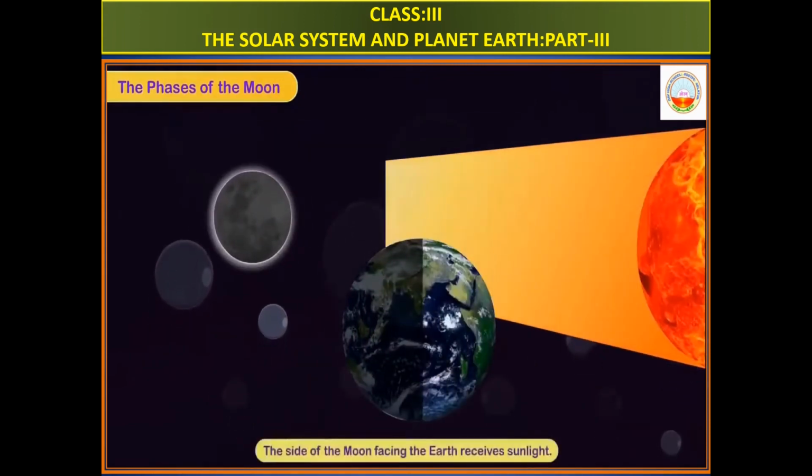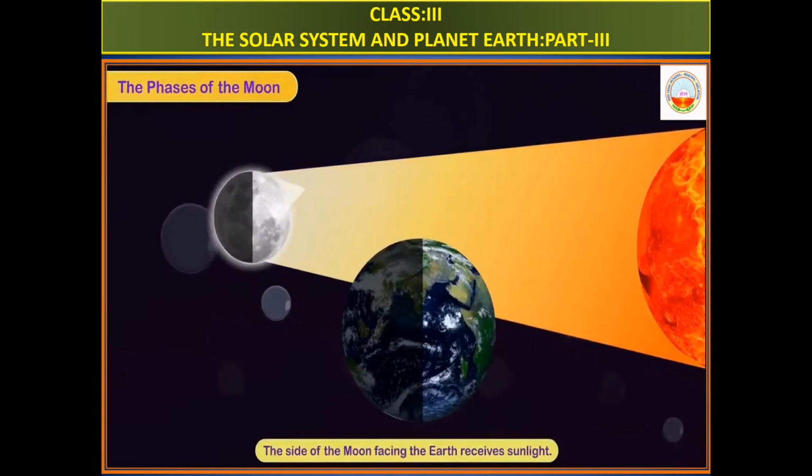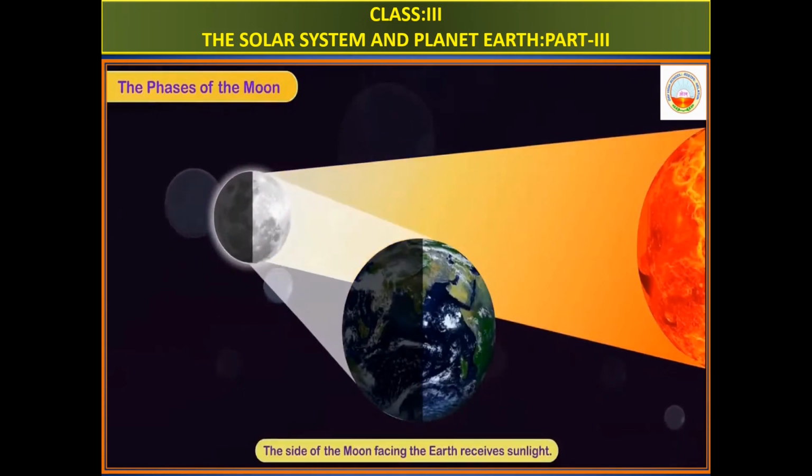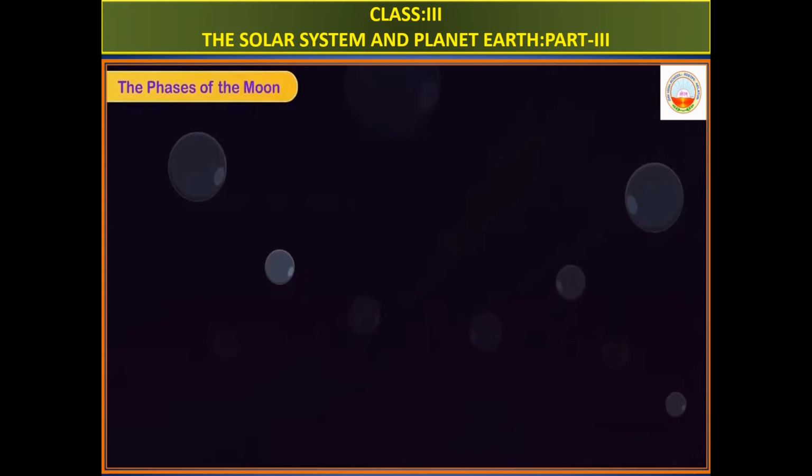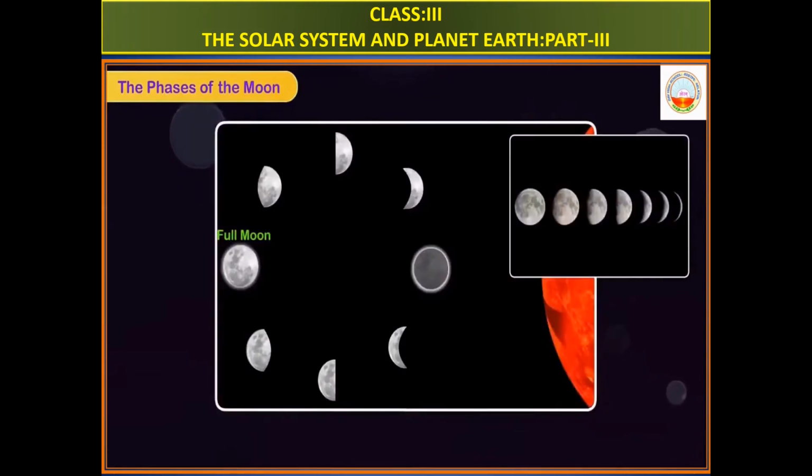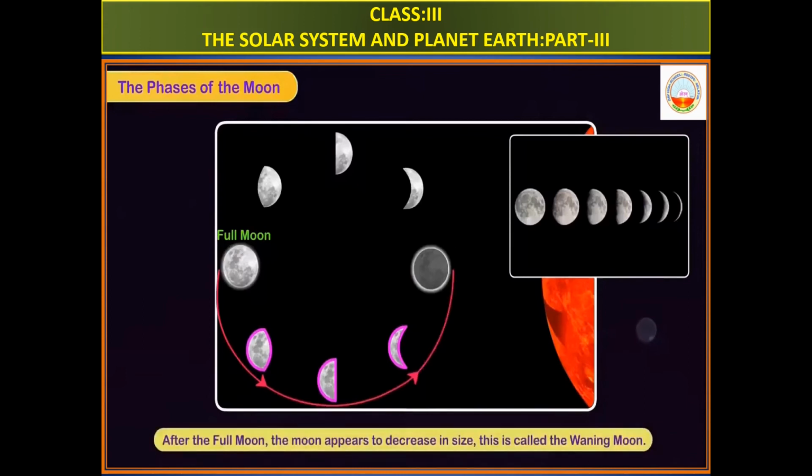Since the side of the moon facing the Earth receives sunlight, from the full moon onwards, that is Purnima, every night we see a lesser and lesser lit surface of the moon. Since every night the bright surface of the moon appears to decrease in size, this is called the waning moon.